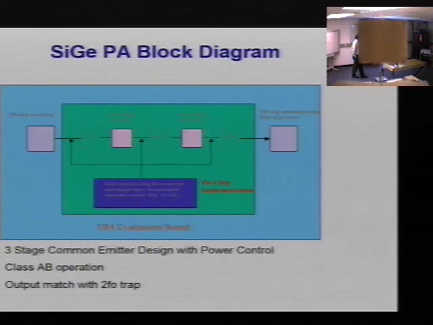The topology chosen was a common emitter three-stage design, trying to implement some type of novel power control on the PA, looking at a class AB operation. Principally, the issue with the supply voltage is very significant, and one has to think very much about the type of analog circuitry needed to bias the device up. And so we did think a little bit about that.